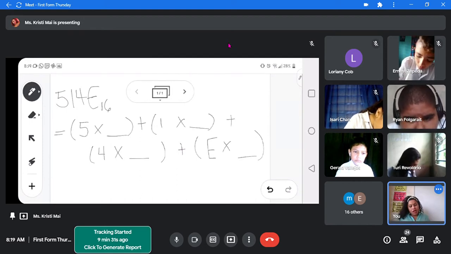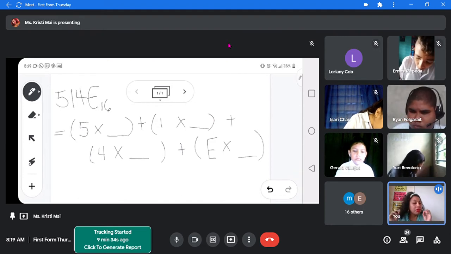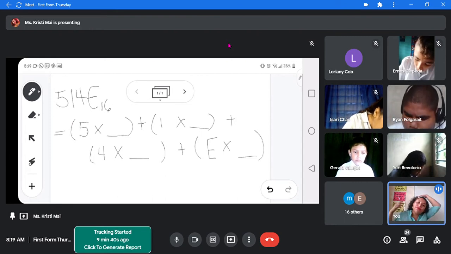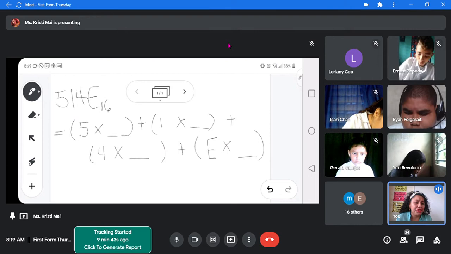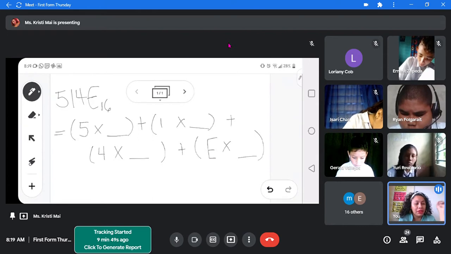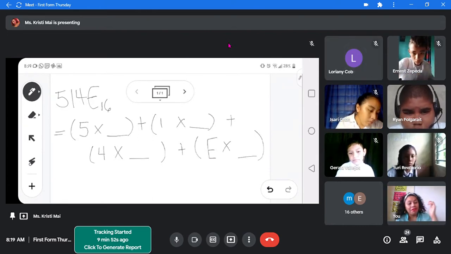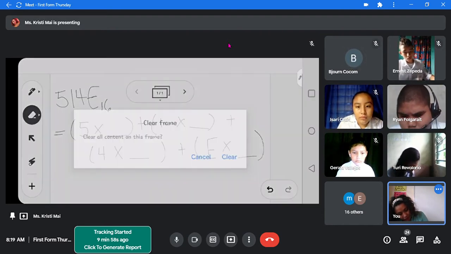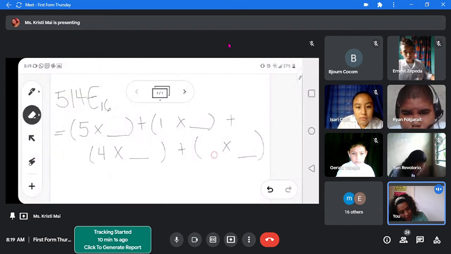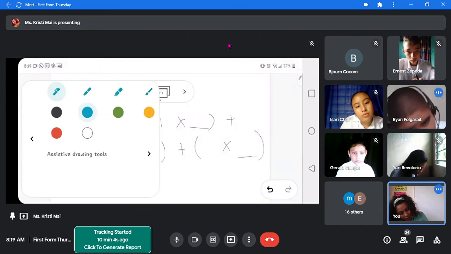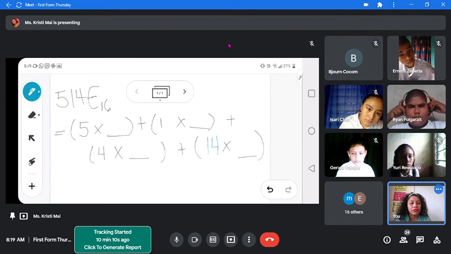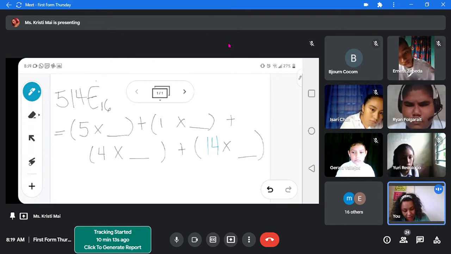Alright? So 514e, I need to multiply the 5 by something, the 1 by something, the 4 by something, and the e by something. But before I do that, I want to get rid of all of the letters first, right? So what number does the e represent? Who remembers what number the e stands for? Very good. So I am going to change the e, and I am going to write a 14 instead, because the E stands for a 14.